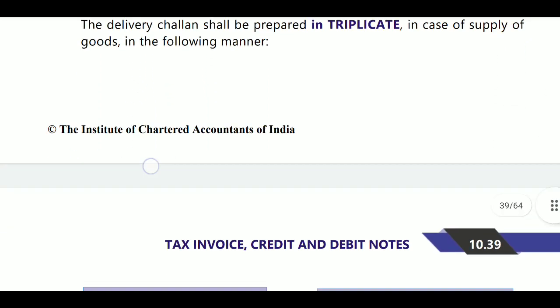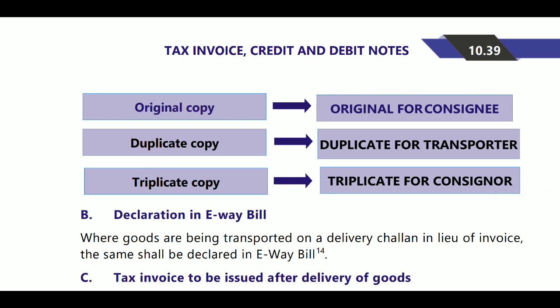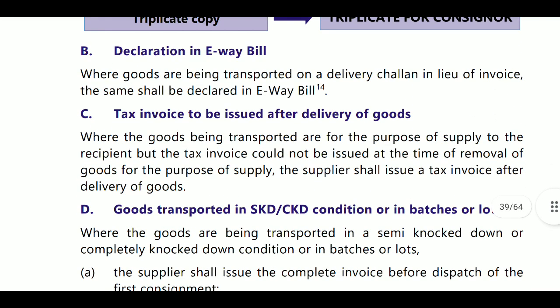Delivery challan is in triplicate. The original copy is for the consignee, the duplicate copy for the transporter, and the triplicate copy for the consignor. Where a declaration in the e-way bill is required, you will provide that delivery challan in the e-way bill also. Next, the tax invoice is to be issued after delivery of goods where the goods being transported are for the purpose of supply to the recipient, but the tax invoice could not be issued at the time of removal. For example, when goods move from the principal place of business to the job worker's place, we will issue the delivery challan. From the job worker's place, when goods go to the customer's place, then we are required to issue the invoice.